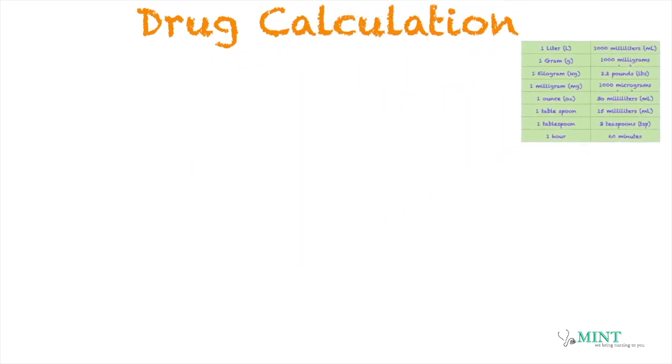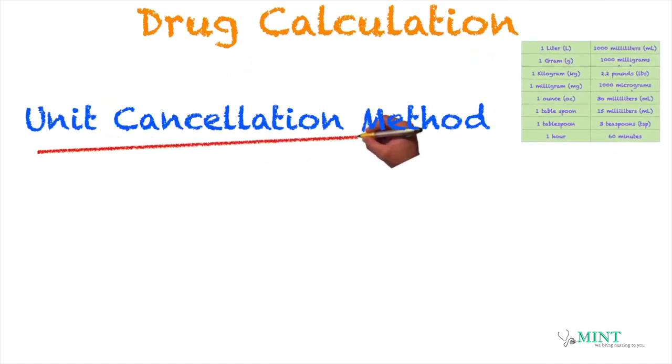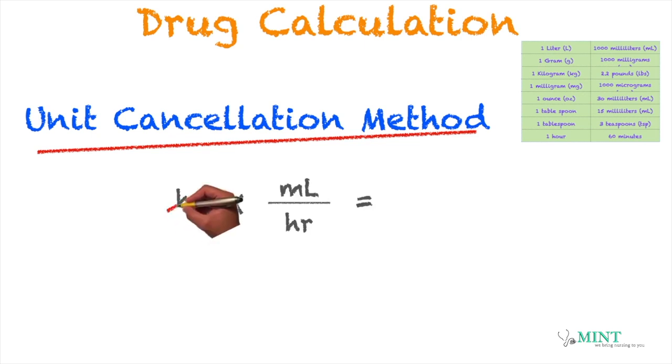So the method that we will be using for our drug calculation is the unit cancellation method. So what exactly is the unit cancellation method? Well, in this method, we are simply going to plot our given values in a way that we are able to cancel out units, so we will be left with the unit of the answer the problem is asking. This is easier when we apply it to a problem.